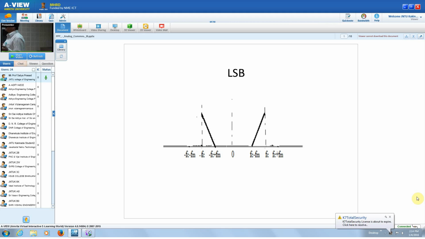So, how to represent this frequency domain signal as a time domain representation? For this, we will take the help of the Hilbert transform and the representation of band pass signals with respect to your time domain signal. So, what is the Hilbert transform?